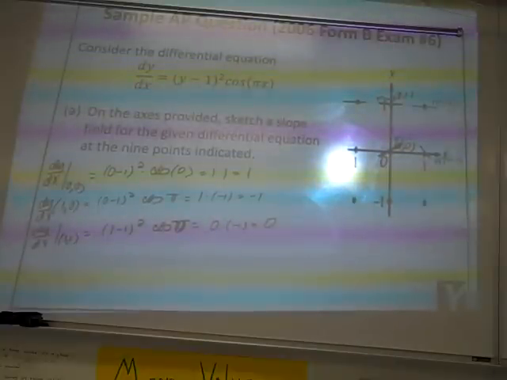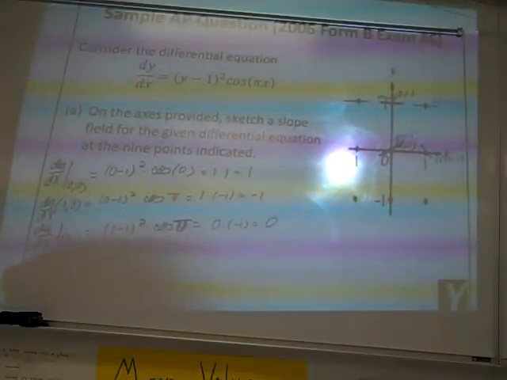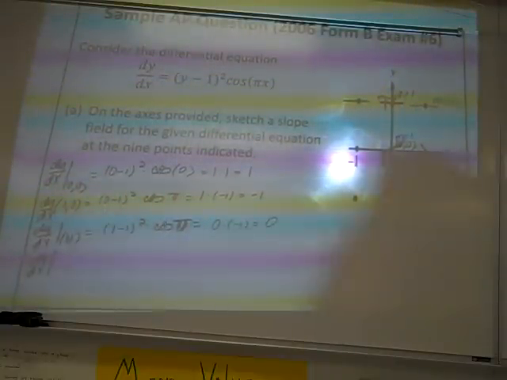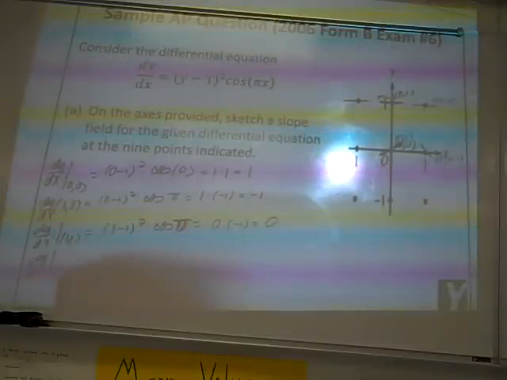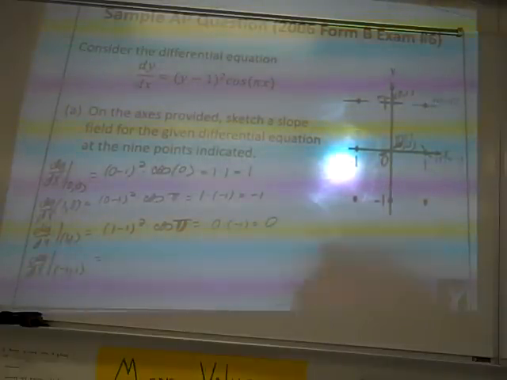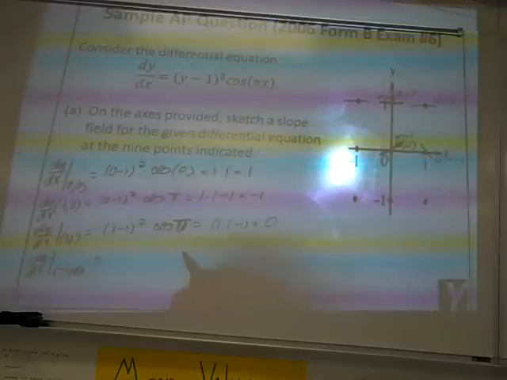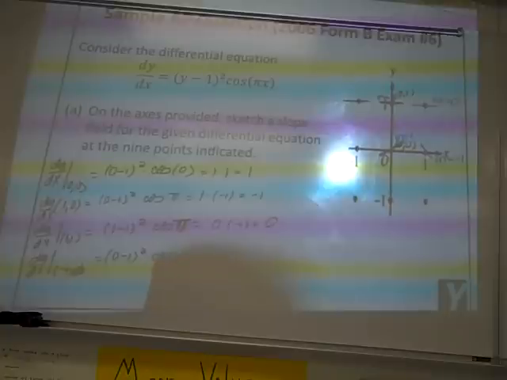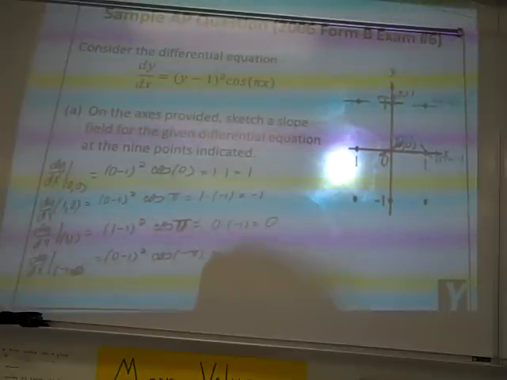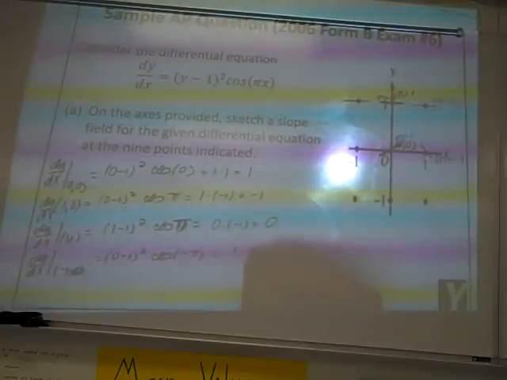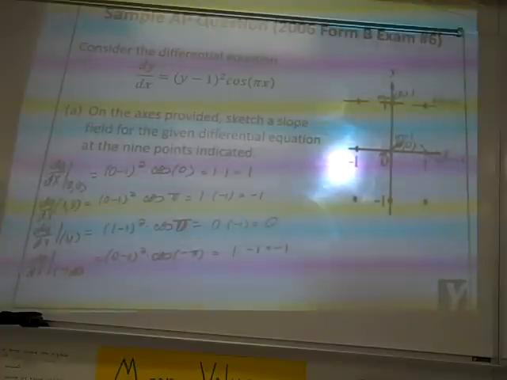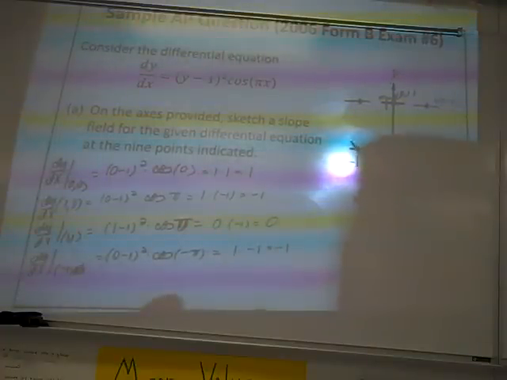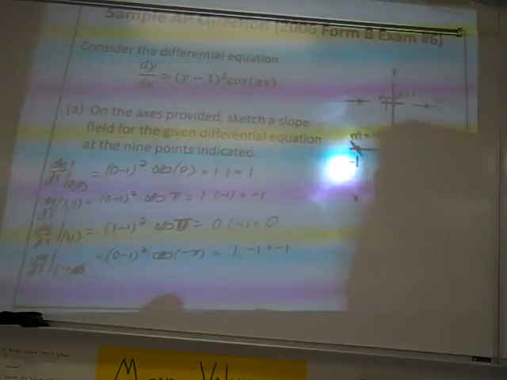Well, we have 4 more to go. Let's see if we can pick up the pace. dy/dx at (-1, 1) is, I'm sorry, (-1, 0). Let's be careful as we pick up the pace. (0 minus 1) squared times cosine of negative pi. We get 1 times negative 1, which is negative 1. We're going to have a decreasing line.